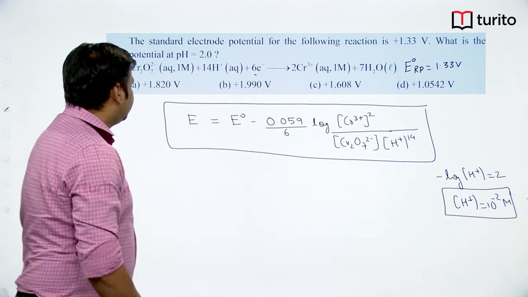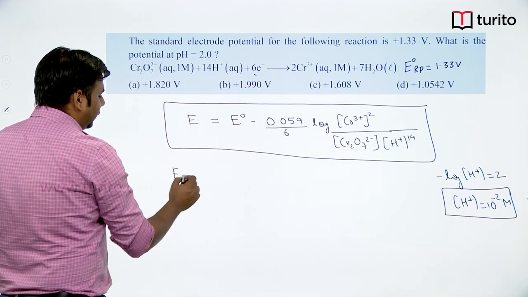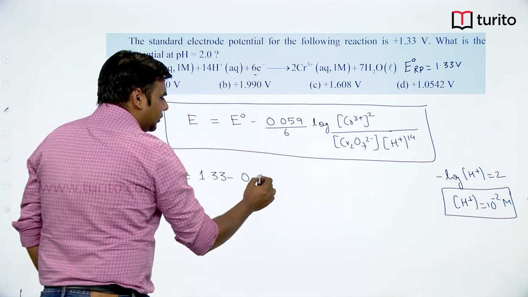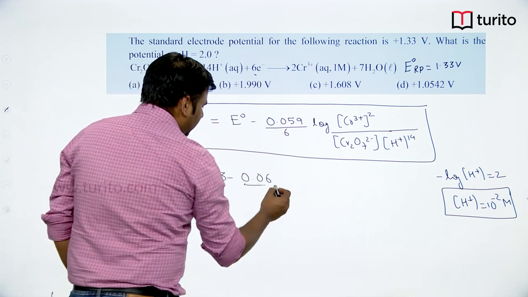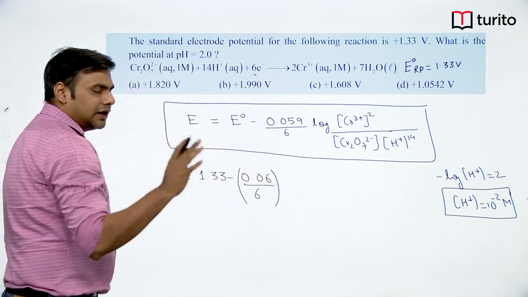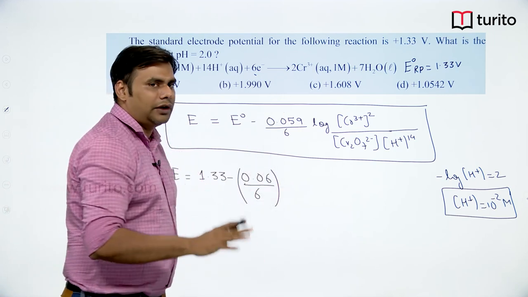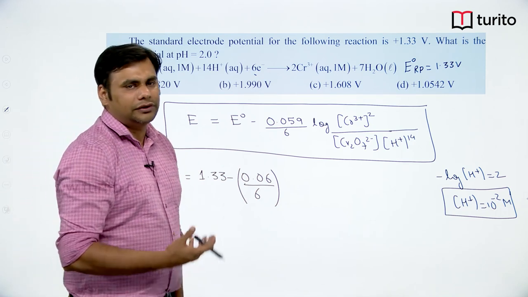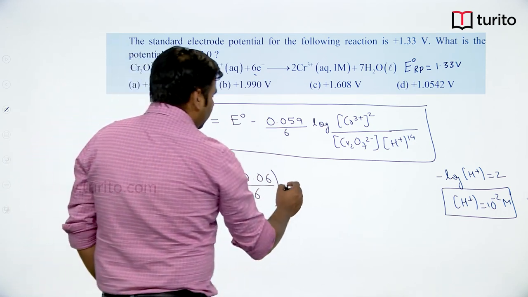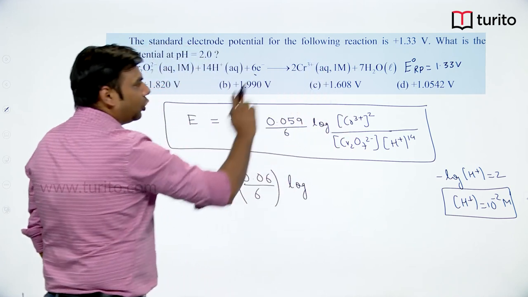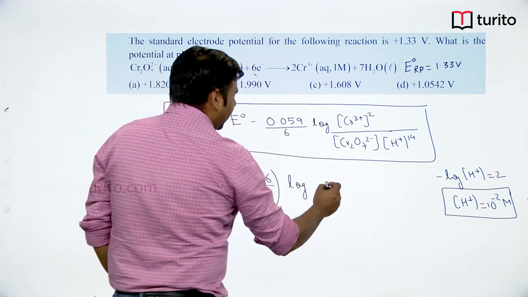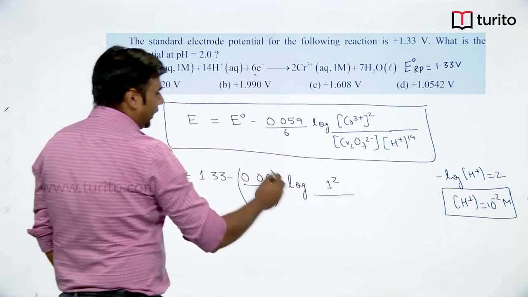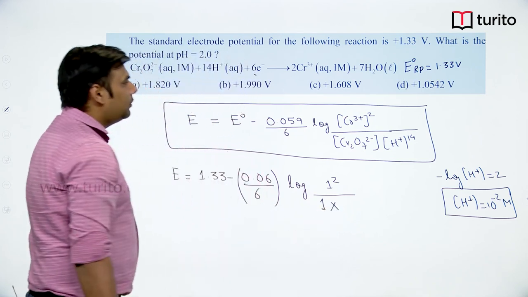Okay. So, if we just use this data over here, we know that E naught is 1.33 minus, I will approximately take it as 0.06, for my calculations to become easy. Otherwise, in the JEE exam, you will be given the RT by F value. In most questions, it says to use 0.06 so that the calculation becomes easy, into log of the concentration of chromium ion, which you can see over here is 1, divided by the concentration of dichromate ion, which is 1, into H plus ion.